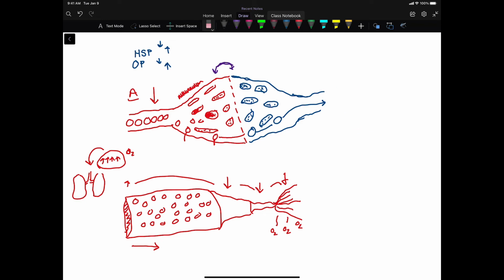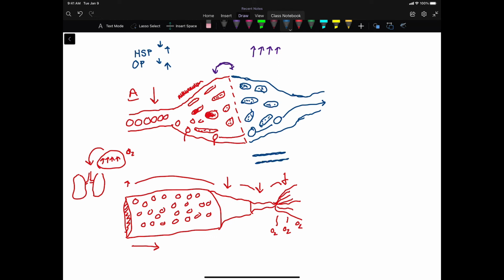So if we have this massive increase in pressure, what happens is these capillaries, they don't like that because they're only basically single layers of endothelial cells that are just kind of holding on for dear life.